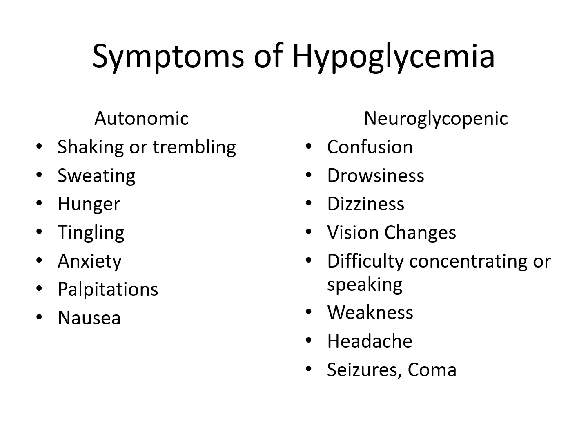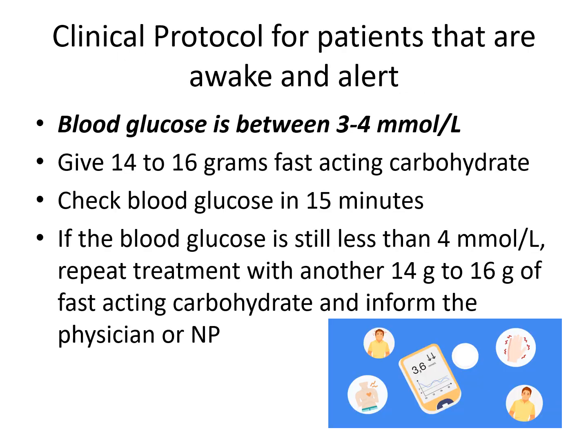Some neuroglycopenic symptoms include confusion, drowsiness, dizziness, vision changes, difficulty speaking or concentrating, weakness, headache, seizure, and this could also go on to coma. If the patient is awake and alert and their blood glucose is between 3 to 4 millimoles per liter, you will give 14 to 16 grams of fast-acting carbohydrate. Check their blood glucose in 15 minutes.